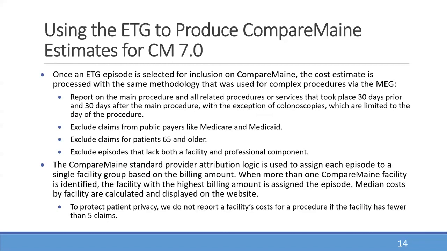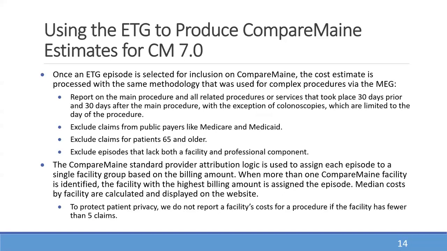So finally, once an ETG episode is selected for inclusion, so it met the criteria that we discussed on the previous slide, we selected comparable classes of interest and codes of interest. We take the cost estimate and process it using the same methodology for the complex procedures that we use with the MEG. So we report on the main procedure and all related procedures or services that took place 30 days before and 30 days after.